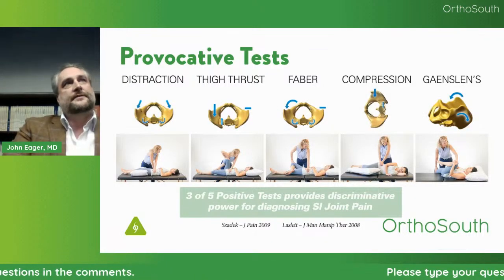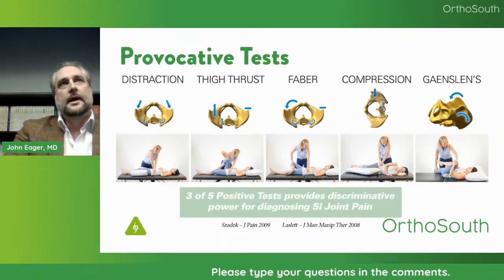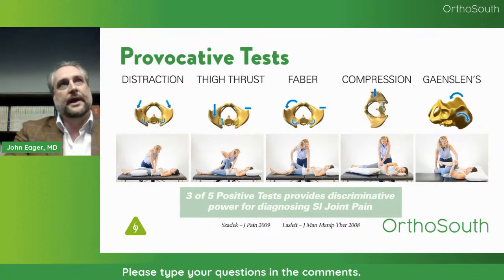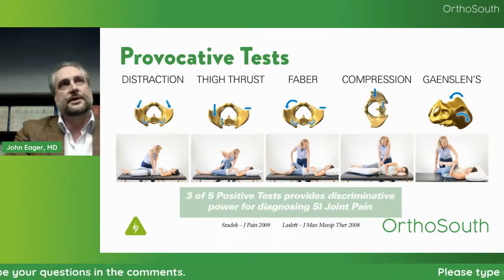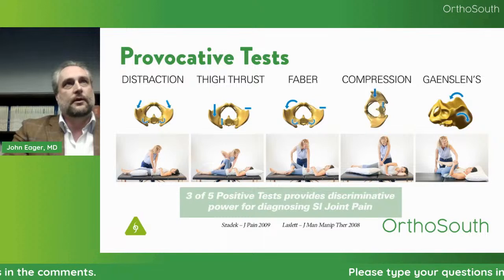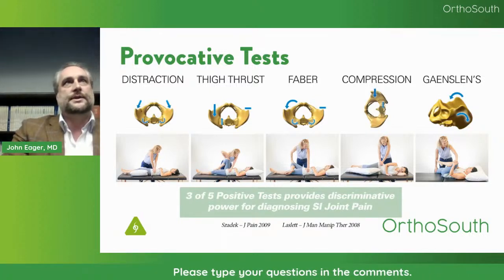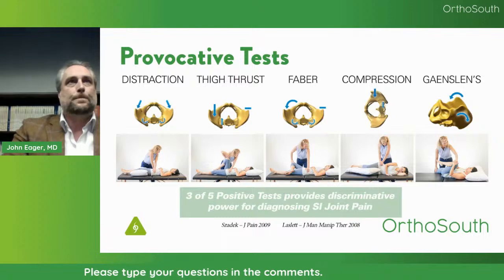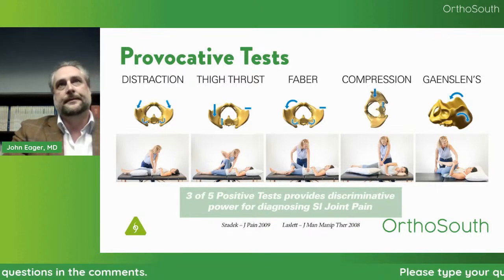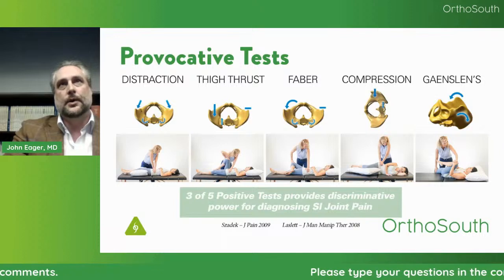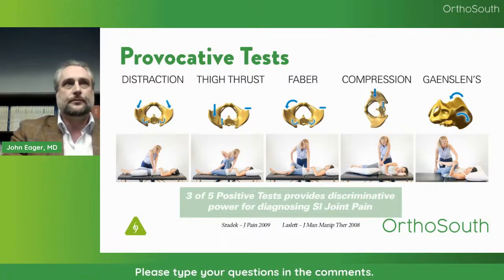So again, to provocative testing, here are some examples of what we do in clinic to evaluate the SI joint as a potential pain generator. You have a distraction test where you're applying force in a patient's supine position over the ASIS, thigh thrust, or posterior thrust. FABER is another common figure-of-4 position to load the sacroiliac joint. Compression test, again, in the lateral decubitus position.